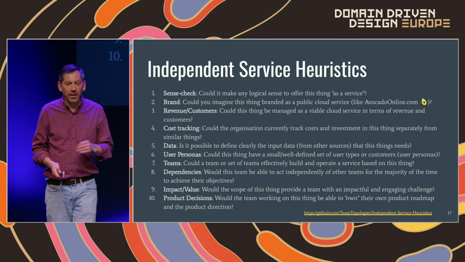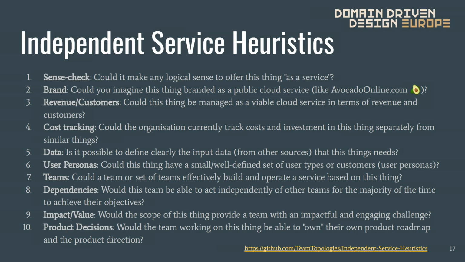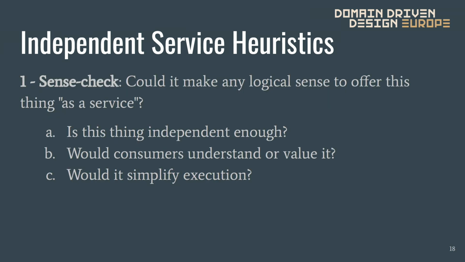So here's the full list. I do not expect you to memorize these right now. There's 10 different heuristics, and they're all on GitHub, so it's all Creative Commons share alike. I'll go through these now, in little groups. But here's the first. The starting point is a kind of sense check.